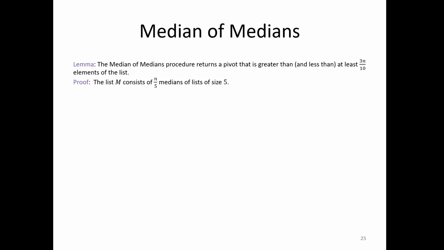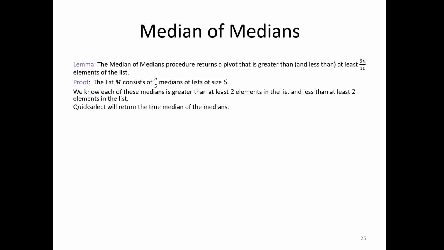The list M consists of n over 5 medians of lists of size 5. Well, that's how we established it. That's how we built that list, so we know that's true. We know each of these medians is greater than at least 2 elements in the list and less than at least 2 elements in the list. That's basically just the definition of what it is to be a median.